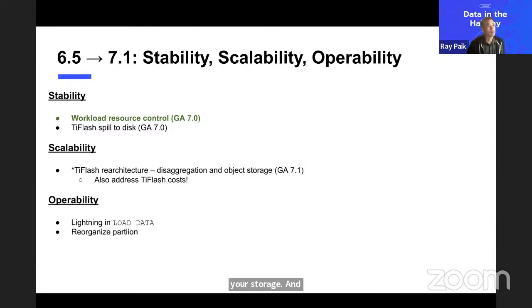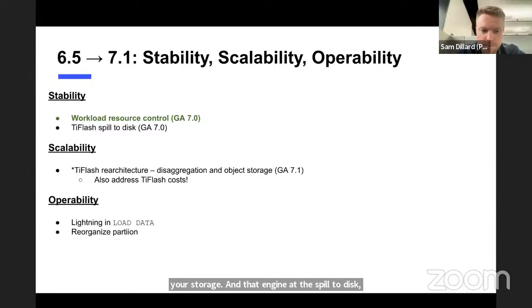spill to disk, which essentially adds to stability of large queries against those nodes. That was released generally available in 7.0, so it's generally available now in 7.1. For scalability, this could also be where the multi-rocks or the partitioned Raft KV engine could go in this category as well, but because it was in the performance, I'll just add that TiFlash also got a re-architecture.